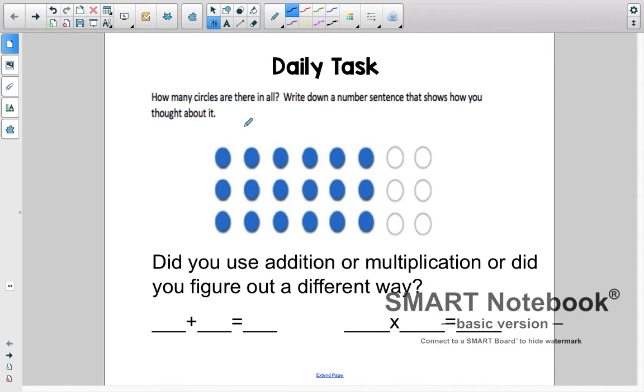The first question asks, how many circles are there in all? Write down a number sentence that shows you how you thought about it. So looking at this picture right here, did you use an addition or a multiplication sentence to figure out how many circles there were in all? You're going to either use addition or multiplication, and I'm not going to show you those ways first because we're going to go through those in the later problems. So again, look at this picture and think about how you can write an addition or a multiplication sentence. You can choose one, addition or multiplication, or you can choose both. It's up to you.